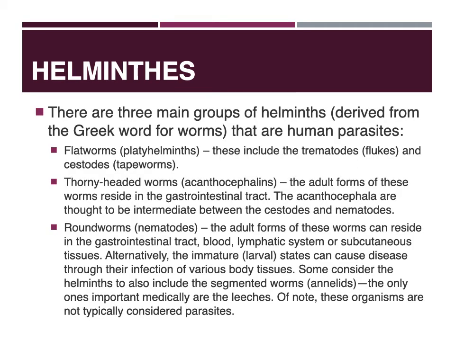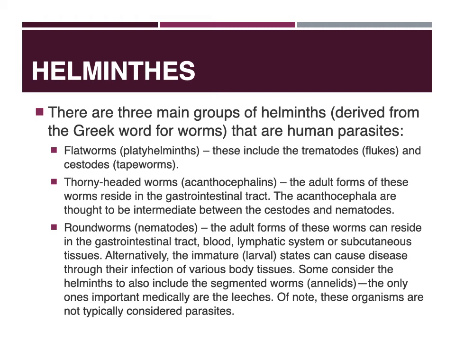So when we look at helminths, they can be broken into three main groups, and these are ones that affect humans. So our flatworms, or platyhelminths, can be further broken down into trematodes, which are known as our flukes, or cestodes, which are known as tapeworms. With flatworms, these have a flat appearance. For trematodes or flukes, they're not segmented.